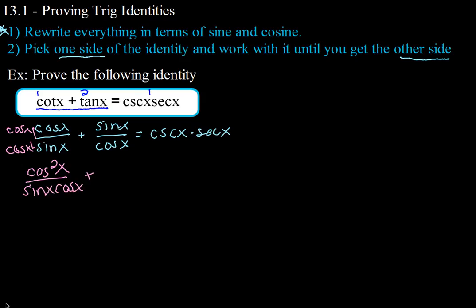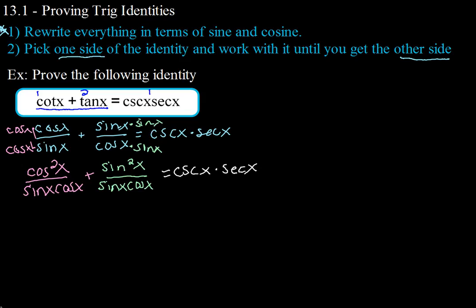Plus, then I'm going to go over here, and I'm going to multiply cosine of x by sine of x to get the same denominator, which means I also have to multiply the numerator by the sine of x to get sine squared of x over sine of x cosine of x. And again, that should still all equal what we want over here on the right side.